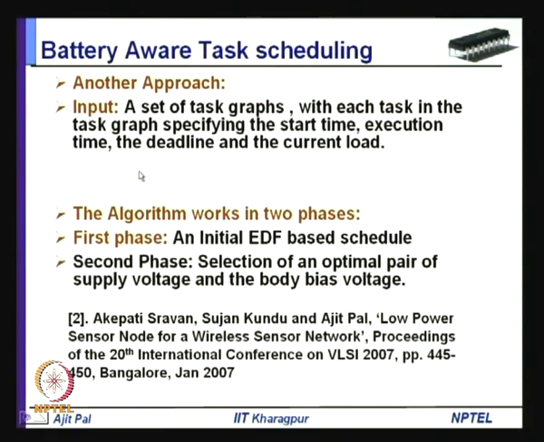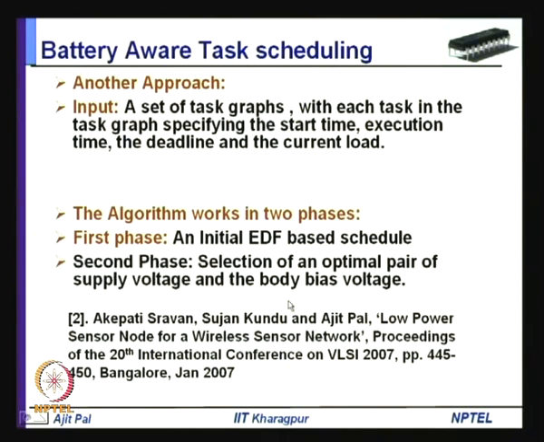Subsequently, some of my students worked in this area. They developed another approach, where a set of task graphs, each task in the task graph specifying the start time, execution time and deadline time, and current loads, was provided, and the algorithm works in two phases. An initial earliest deadline first base schedule is done, and then in the second phase, selection of an optimal pair of supply voltage and body bias.